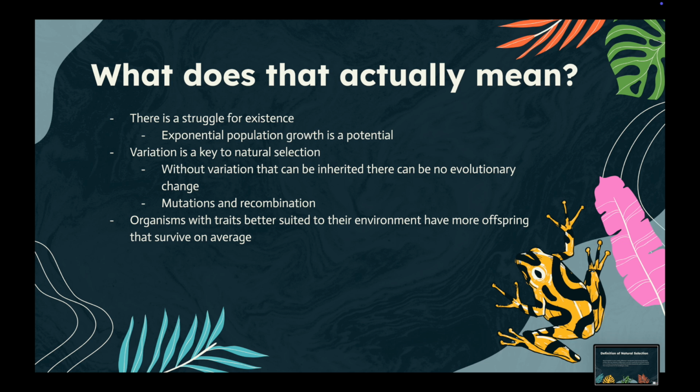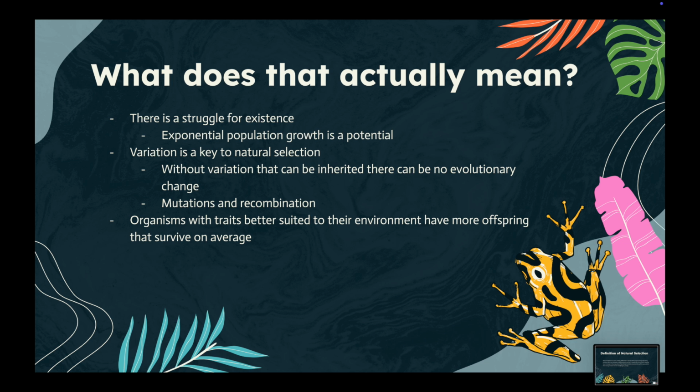The second part of that is that variation is key to natural selection. Without variation that can be inherited, there can be no evolutionary change because nobody would be different. This variation can come either as mutations or recombination. So thinking about these 2 things, the struggle for existence and the variation, organisms with traits better suited to their environment will have more offspring that survive the environment on average.